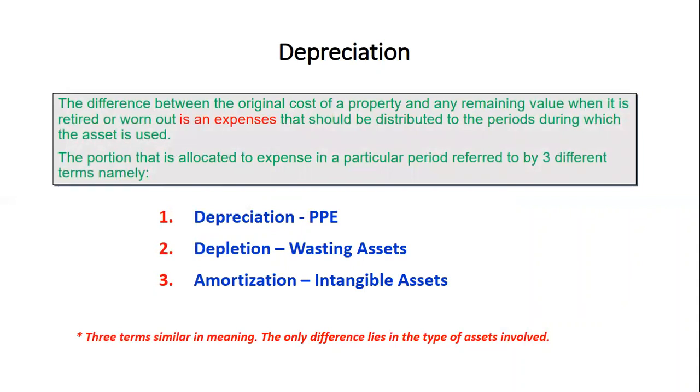Okay, so what is depreciation? This is the difference between the original cost of a property and any remaining value, which is retired or worn out as an expense that should be distributed over the period during which the asset is used. The portion that is allocated to expense in a particular period is referred to by different terms. Iba't ibang terms ang ginagamit pero same lang ang meaning. If it's property, plant, and equipment, it's depreciation. If it's a wasting asset, it's called depletion. If it's an intangible asset, amortization.